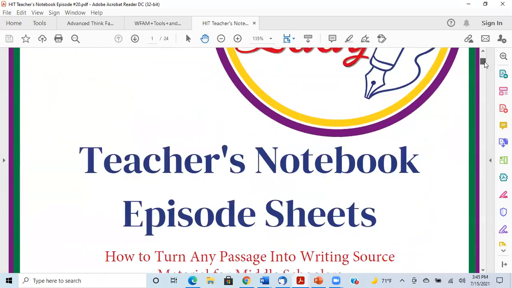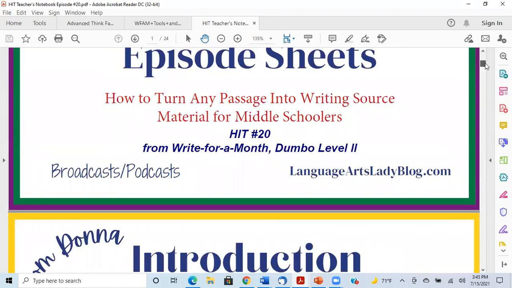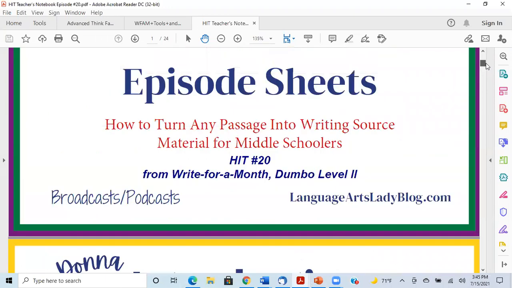So this is, as I said, number 20, and it comes from a Write for a Month book called Write for a Month Dumbo Level 2. So level 1 is second and third, 2 is fourth and fifth, 3 is sixth, seventh, and eighth, 4 is ninth and 10th, or eighth, ninth, and 10th, and then level 5 is for upper level high school students. So we have all levels from second grade through 12th grade. But this particular one comes from the fourth and fifth grade book.